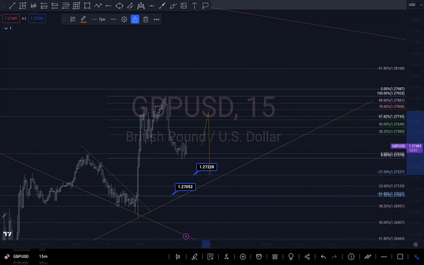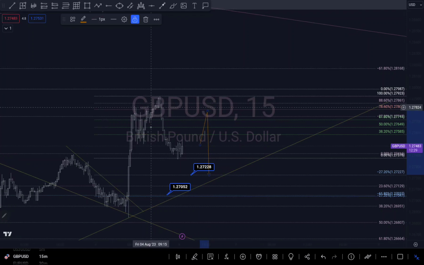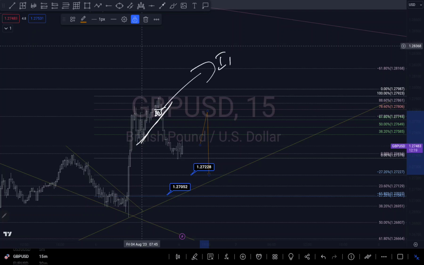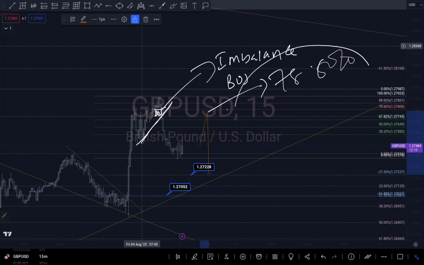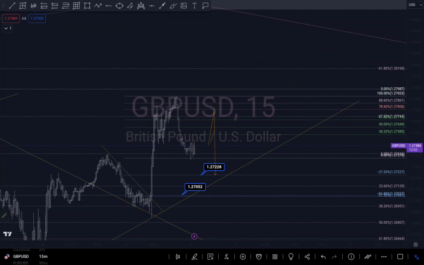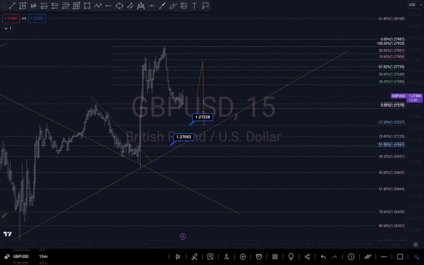So that's my thought on GU, and my reason is because we can see there was this breakout of structure here, there is an imbalance here, and the imbalance and the break of structure aligns with my 78.6% fib level. So that shows the possibility of it getting to this level to have the point C for it to now continue to push to the downside. So that's my quick thought on GU, guys.